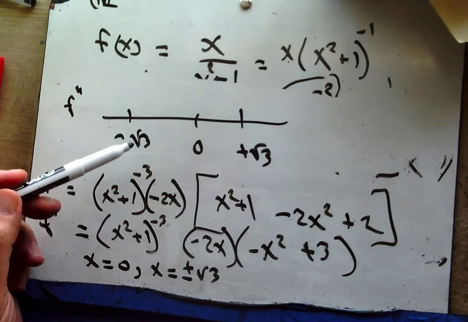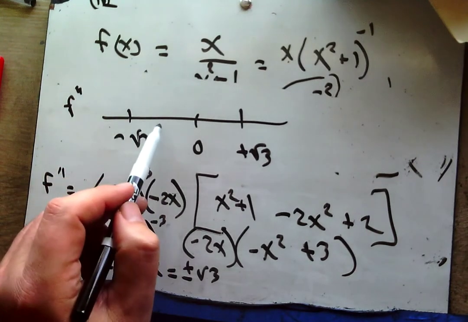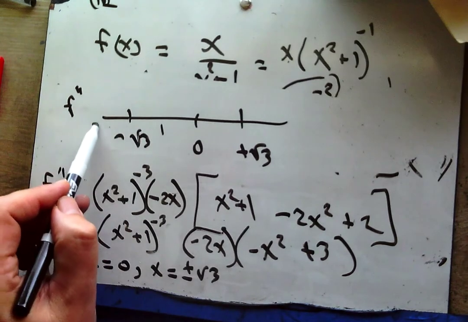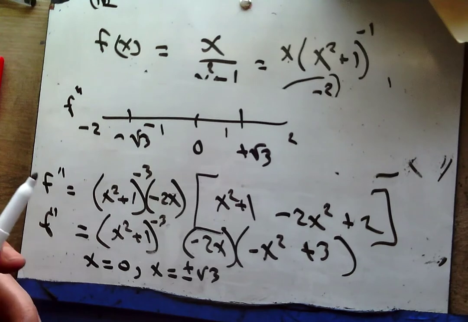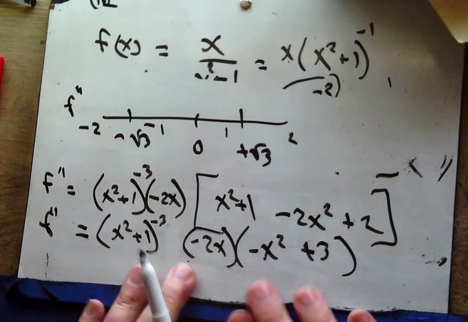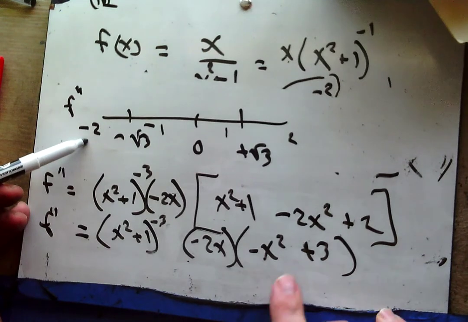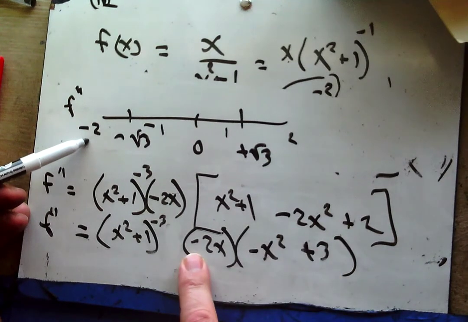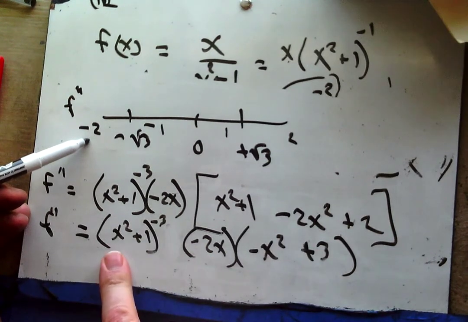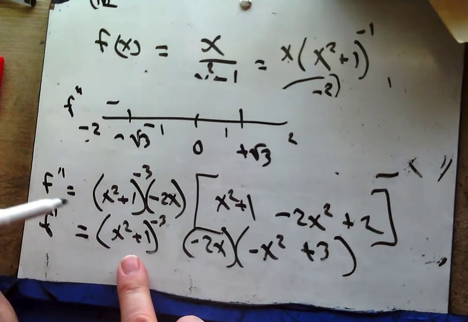Remember, root 3 is like 1.7 something, so here I could do 1 and 2. And we're plugging these into f double prime. So if I plug in a negative 2, that's going to be 4. That's going to be negative 4 plus 3. That's a negative. Negative 2 times negative 2 is positive, and this is always positive. So negative times positive, which is negative.